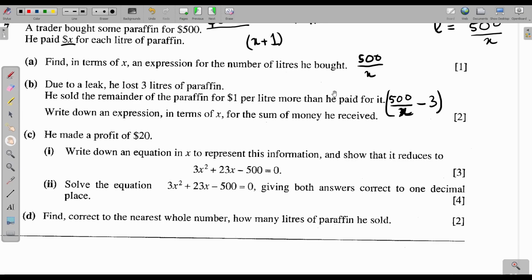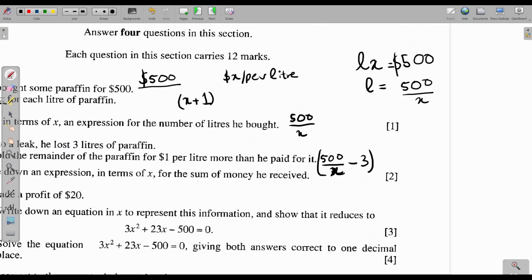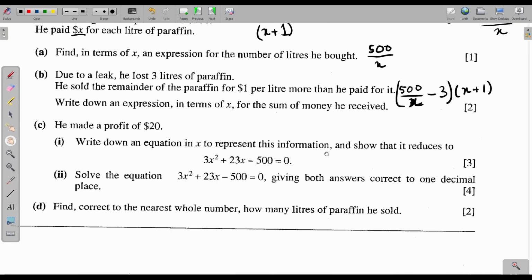So going back to our original equation, if we wanted to find out the full price of something, we multiply the liters by the price. So this is the number of liters, and then he sold it for x plus 1 per liter. So the number of liters sold, times x plus $1 per liter, would be an expression for the sum of money that he received.